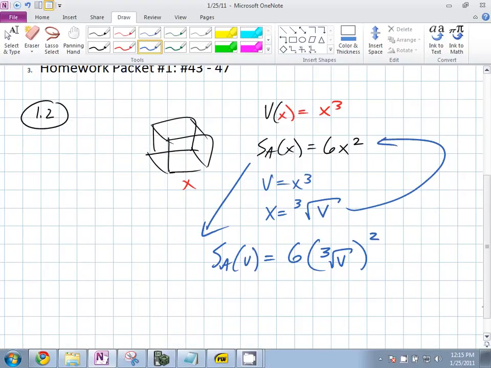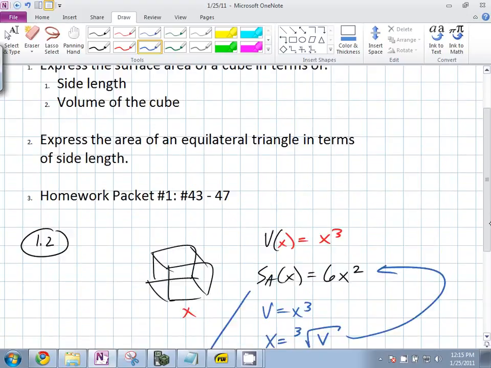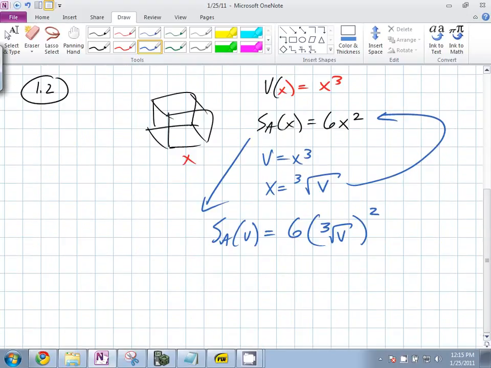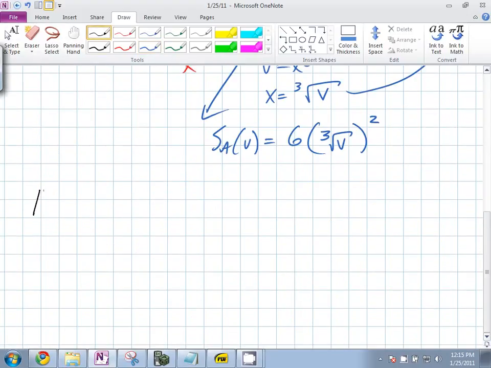What's the second one you wanted to see? A second one you want to see? You understand all the other ones? 47? Okay, 47 seems like a good one to do.